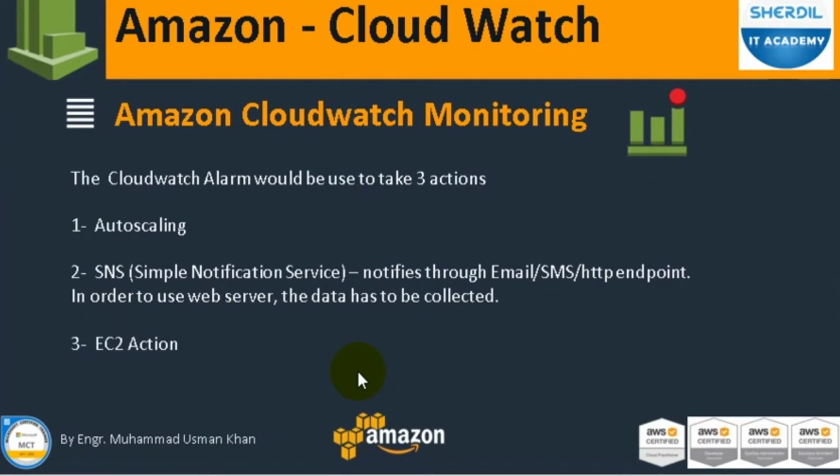Same as you can use SNS. Whenever the CPU goes high, to 70 or 80%, AWS will inform you over email and SMS. And third is EC2 action. EC2 action has three sub-actions: reboot the instance, terminate the instance, or stop the instance. So whenever your billing alert goes high, or the CPU goes high, or the network goes high, you can either stop, terminate, or reboot the instance. It's up to you what you can do.